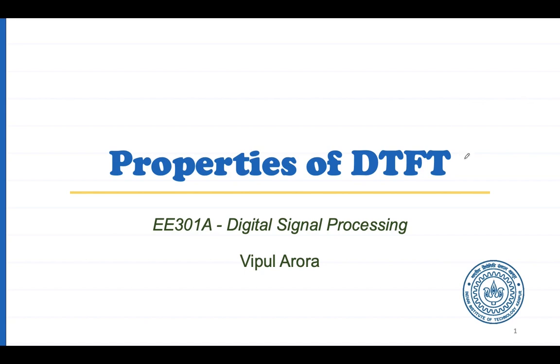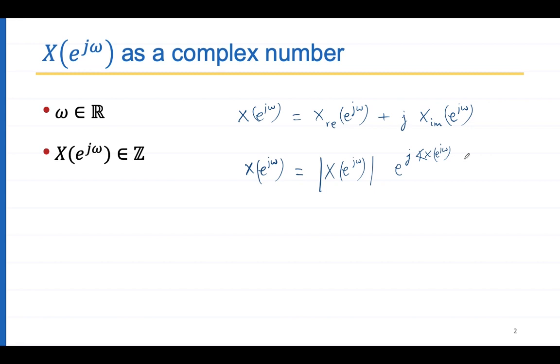In this video, we're going to study the properties of discrete time Fourier transforms. So now what is Fourier transform? It's basically a map or a function from real number omega to a complex number X, right? Omega is a real number, but X is a complex number. So all the properties of complex numbers apply to X(e^{jω}), which means X(e^{jω}) has a real part plus j times the imaginary part.